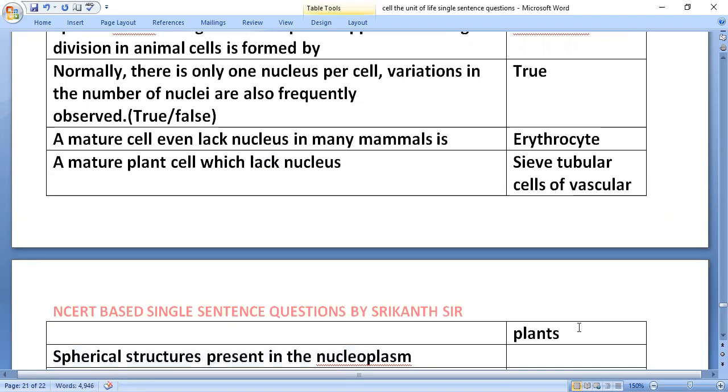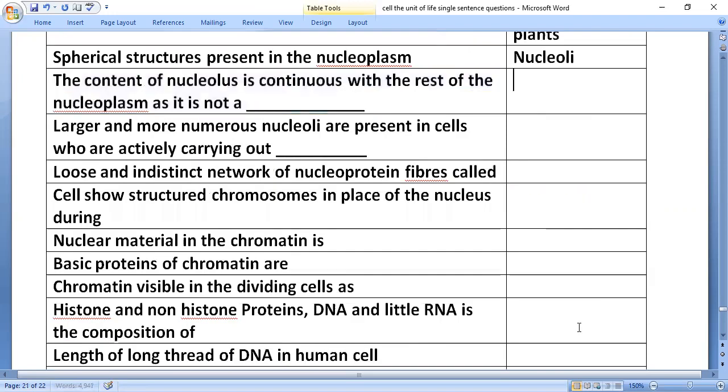Spherical structures present in the nucleoplasm are nucleoli. The content of the nucleolus is continuous with the rest of the nucleoplasm, and it is not a membrane-bound structure. Larger and more numerous nucleoli are present in cells actively carrying out protein synthesis.